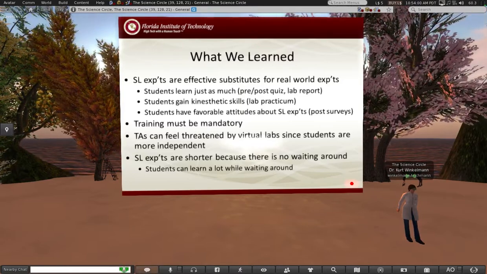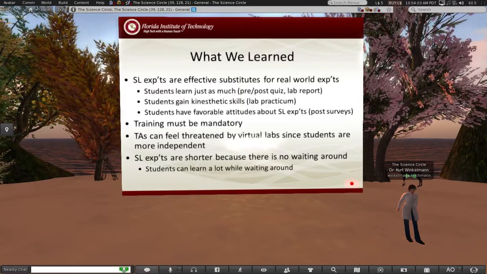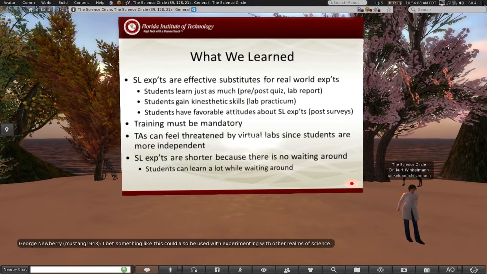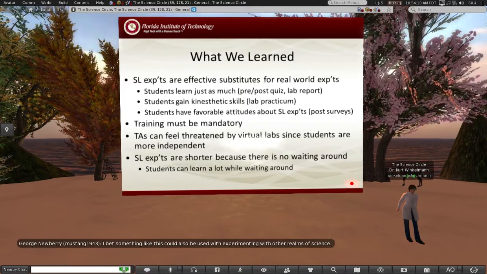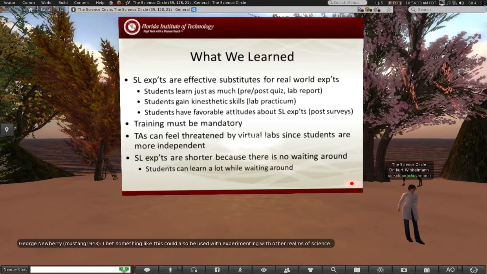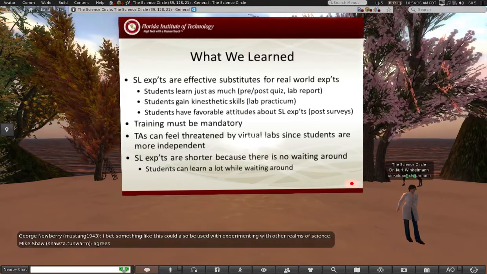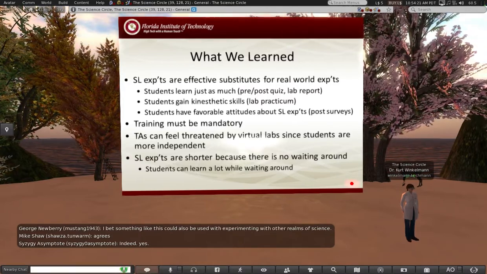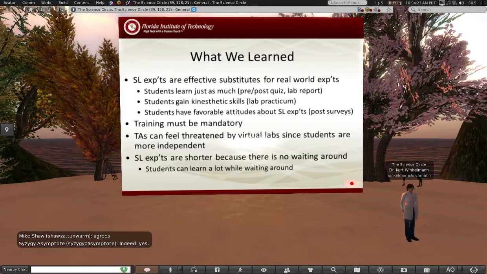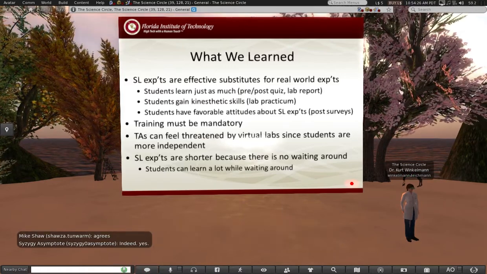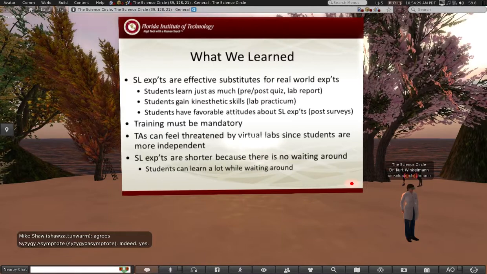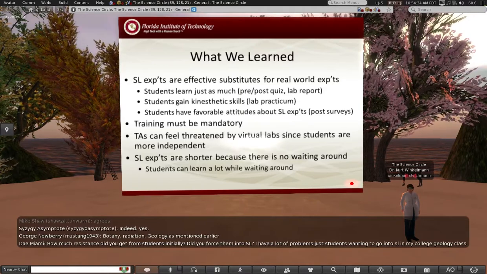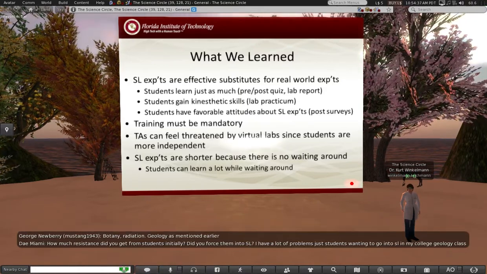Educators who have worked in Second Life already know training is mandatory, but we need to be cognizant of the feelings of the graduate students. If we have graduate students or other colleagues who are teaching the labs, we don't want them to feel threatened or phased out by a virtual environment. The students felt like the experiments were shorter, but they actually weren't, and there's some benefit to having them wait around and chat with each other.